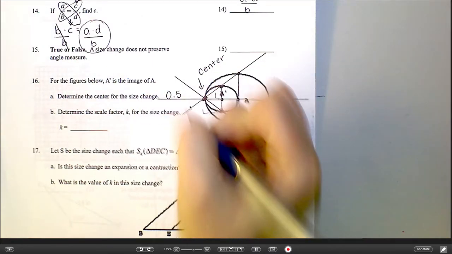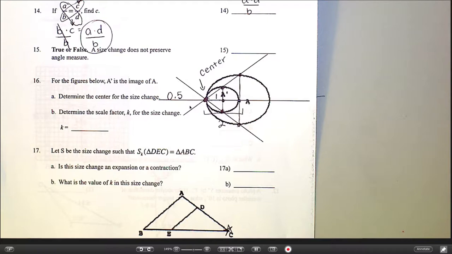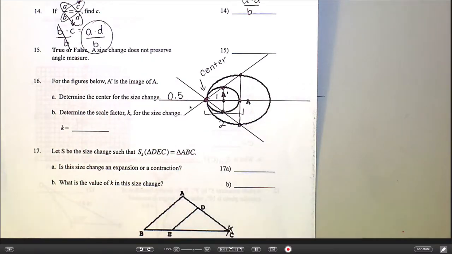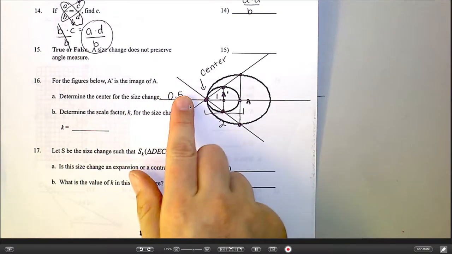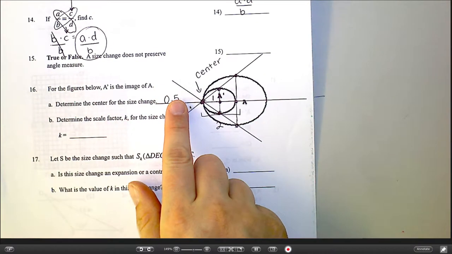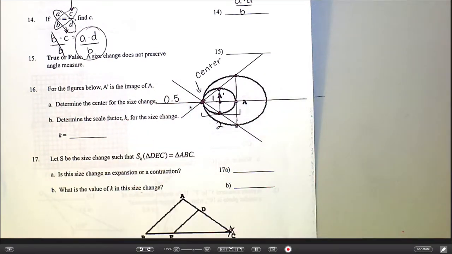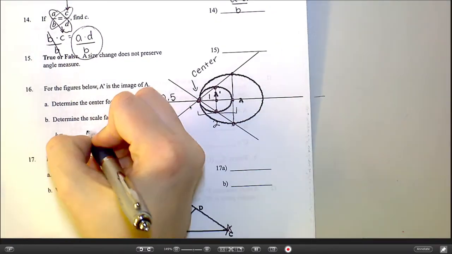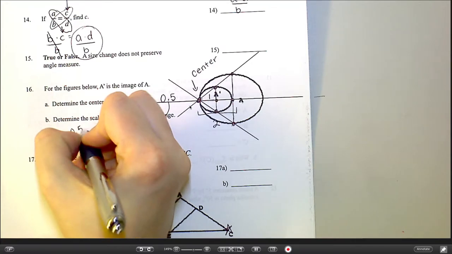Okay? Now, honestly, I would probably give you partial credit if you said 2, because you just went in the other direction. But when you look at it, you should be able to say, is that an expansion or a contraction? If it's an expansion, your K value should come out to be bigger than 1. If it's a contraction, your K value is going to be smaller than 1. Oh, and actually I wrote that in the wrong spot, didn't I? That's supposed to be 0.5 here. Okay?